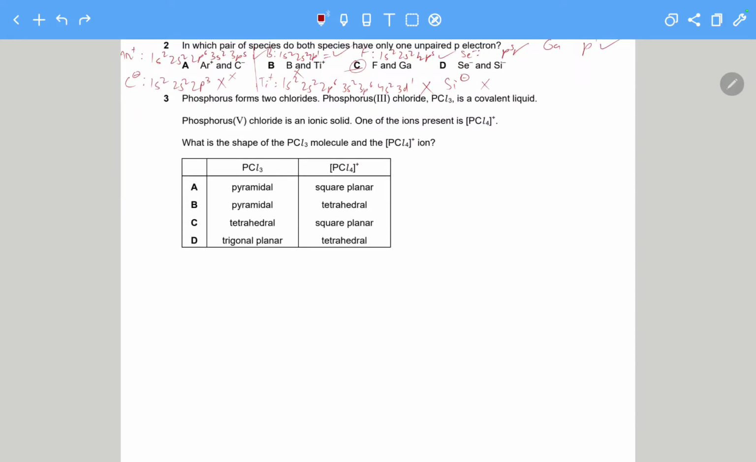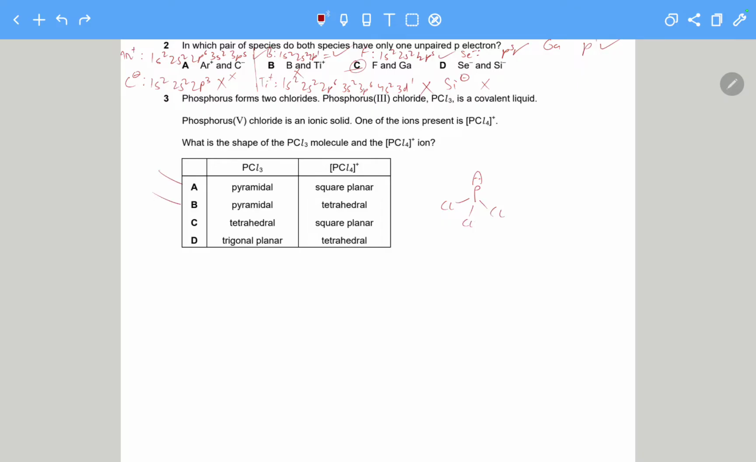Question 3. Phosphorus forms two chlorides: phosphorus 3 chloride, PCl3, which is a covalent liquid, and phosphorus 5 chloride, which is an ionic solid. One of the ions present is PCl4 plus. It asks us for the shape of PCl3 and the PCl4 plus ion, so let's look at PCl3 first. PCl3 will have the same shape as ammonia, NH3, and you know that is pyramidal because it has one lone pair here and 3 bond pairs like this.